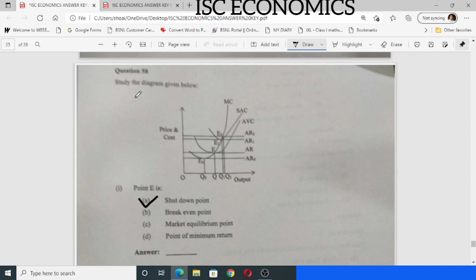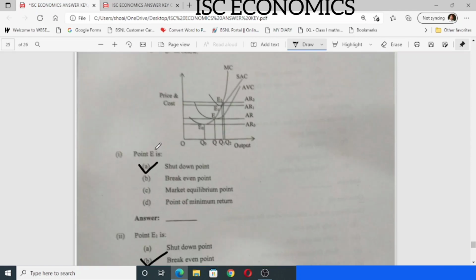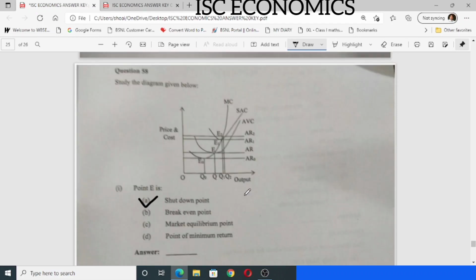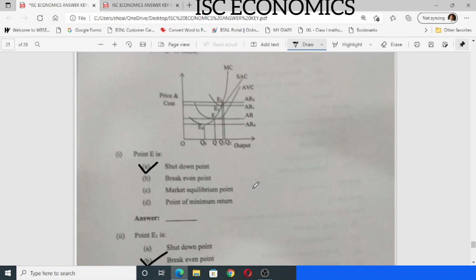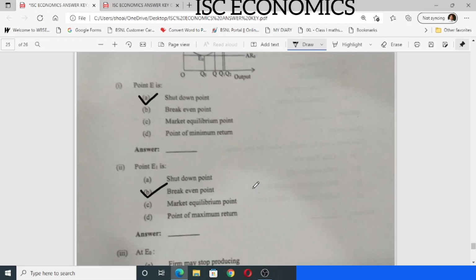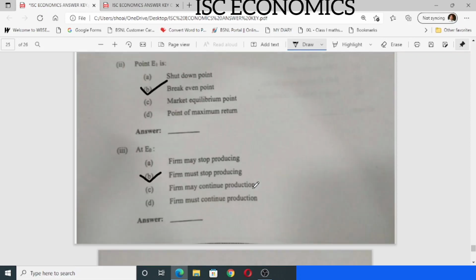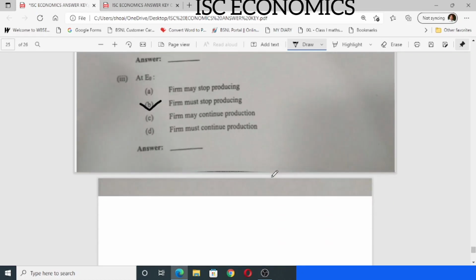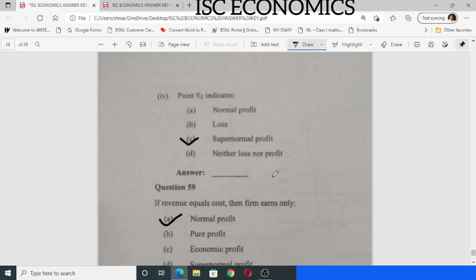58. Study the diagram given below. So the answer for number 1 is A. Shutdown point. Number 2. Point E1 is break even point. Number 3. The answer is B. Firm must stop producing. Number 4. Point E2 indicates supernormal profit.